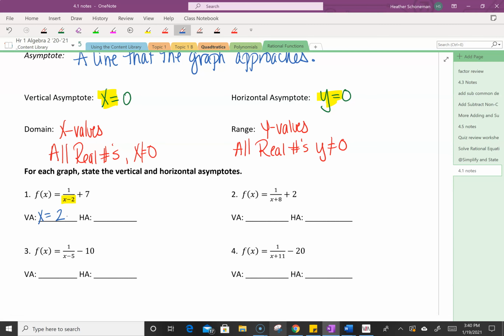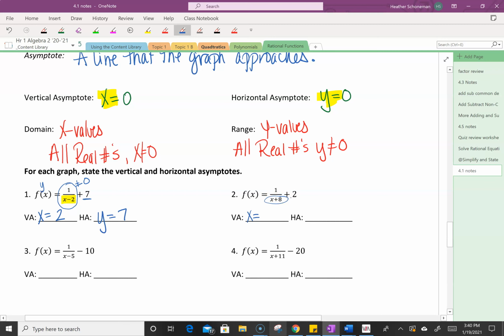Okay. The horizontal asymptote is asking the question, what can y not be? Well, this fraction right here can never equal 0. It can never equal 0 because we'll never be able to have a numerator of 0. Now, if that fraction were to equal 0, and I'm saying that it can't, but if it were to be 0, then y, or f of x, would just equal 7. So since the fraction never can equal 0, y can never equal 7, and so that is my horizontal asymptote. On number 2, the vertical asymptote is asking what can x not equal?